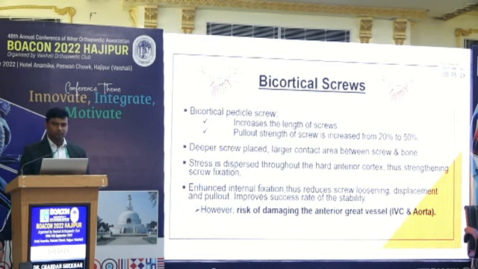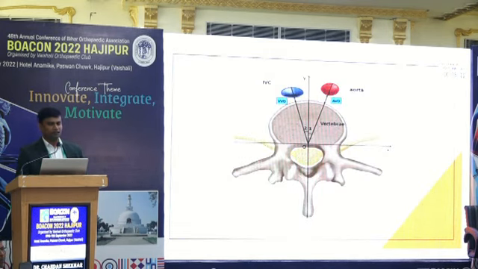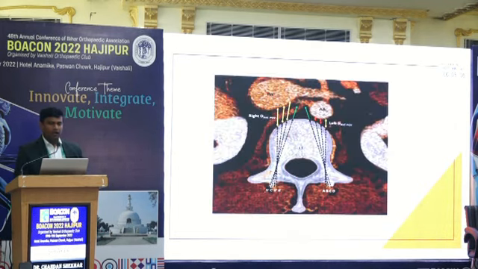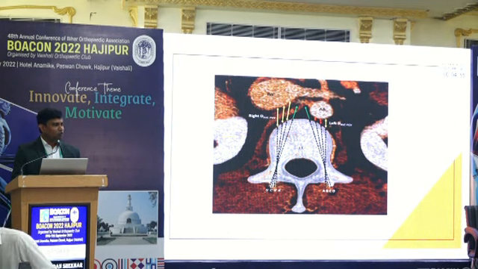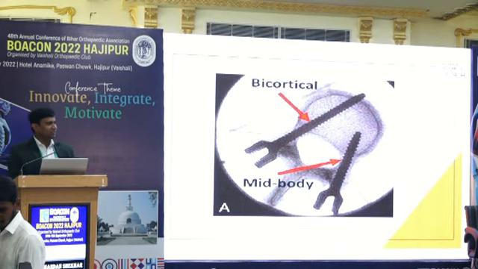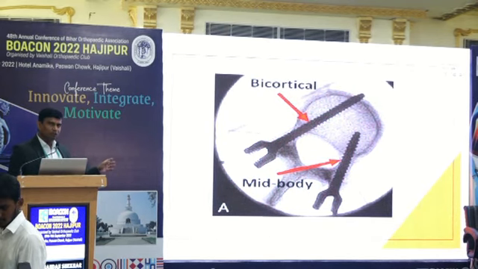However, there is the risk of damaging the anterior blood vessels: on the right side the inferior vena cava, and on the left side the aorta. From this spectral diagram, we can see the relation of the inferior vena cava and the aorta to the anterior vertebral body. A dynamic radiological study has confirmed that the distance between the inferior vena cava and the anterior vertebral body ranges from 3.53 to 5.23 mm, while the distance between the aorta and the anterior vertebral body ranges from 2.32 to 3.76 mm.